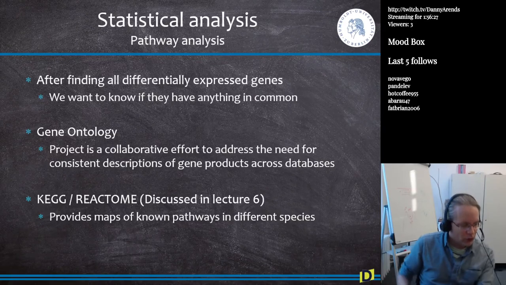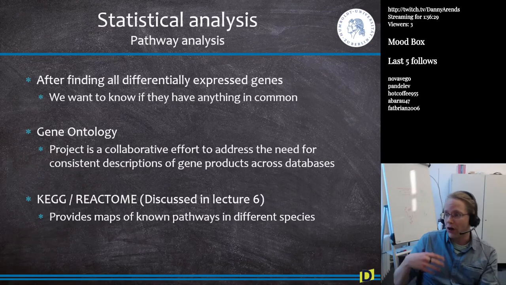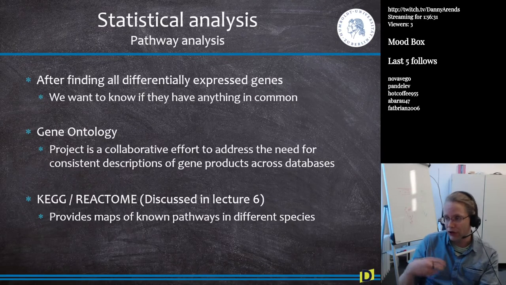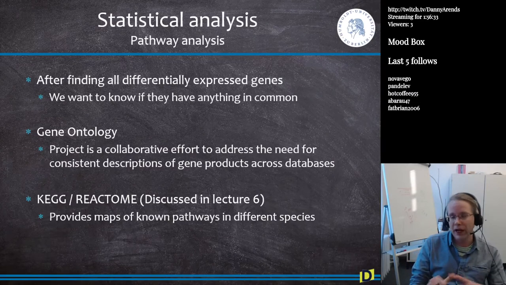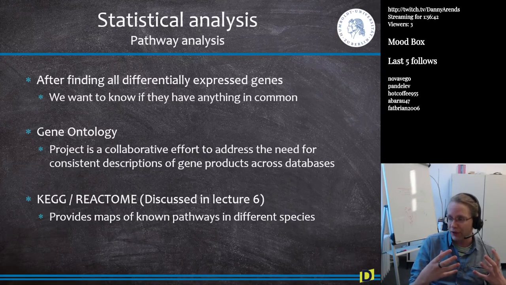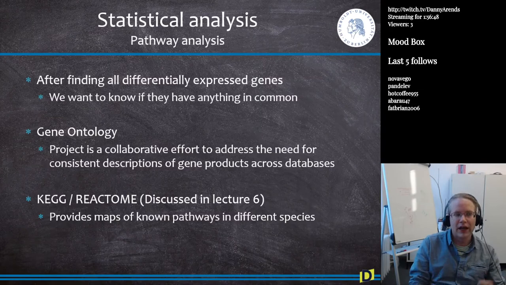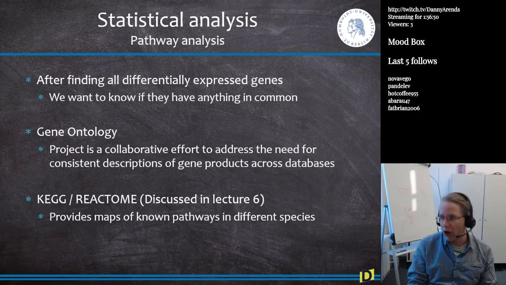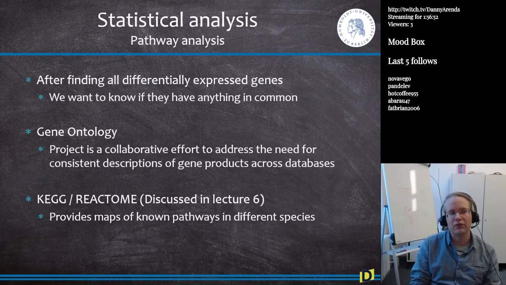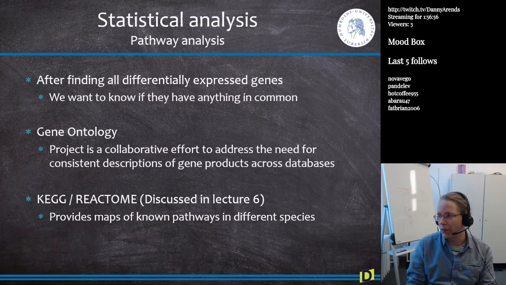So now we know, right, which genes are really differentially expressed, because we did our microarrays, we scanned them, we did background correction, we did normalization, then we did statistical tests, then we adjusted our tests, and then we are left with a list of genes. Hopefully it's a small list of genes, and all of these genes are differentially expressed. And now we want to know if they have anything in common, right? So the next step would then be either do gene ontology or use a pathway analysis.